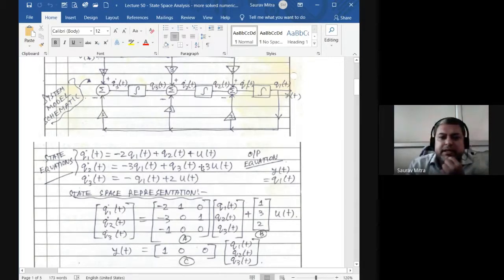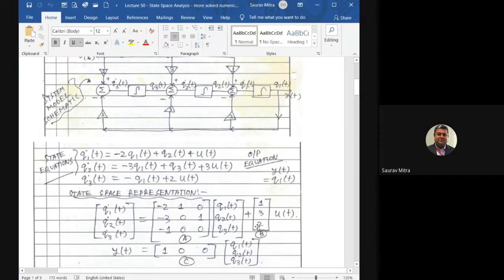Now you are finding that in q1 dot, the input u(t) has a coefficient of 1. That's why in the B matrix the top row has 1. In q2 dot, u(t) has a coefficient of 3. Hence in the B matrix the second row is 3. And in q3 dot, u(t) has a coefficient of 2. Hence in the B matrix the bottom row has coefficient 2.